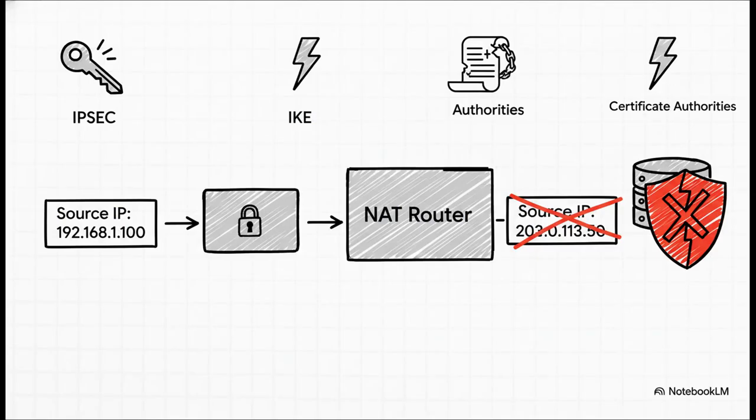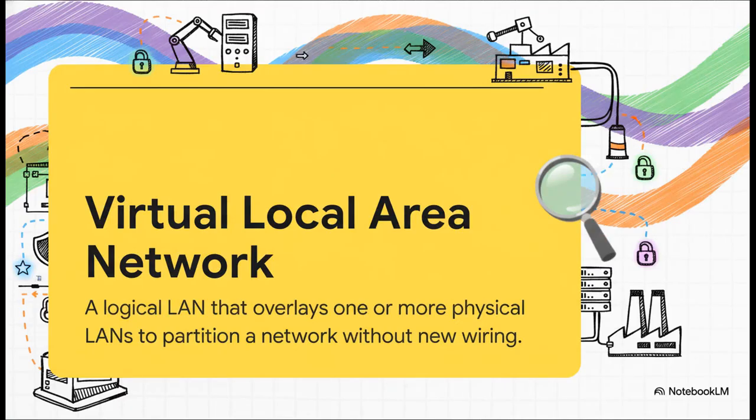But, and this is a big but, NAT isn't the magic security bullet you might think it is. In fact, it actually gets in the way of some of our best security tools. Because its whole job is to rewrite the source IP address on a packet, it completely breaks any protocol that relies on that address for authentication. Something like IPsec sees that the address has been tampered with and immediately shuts the connection down. It just doesn't work. So what's a better way?